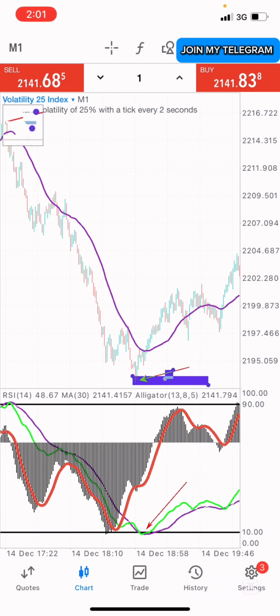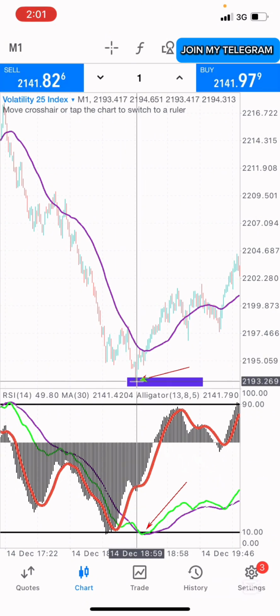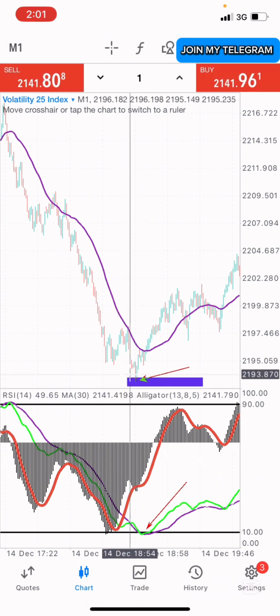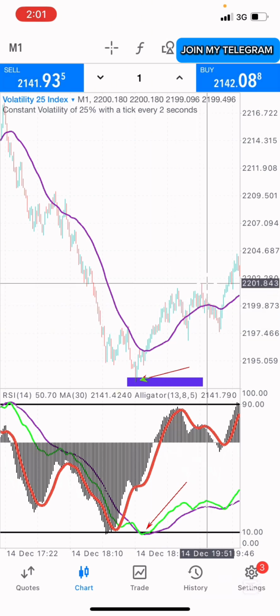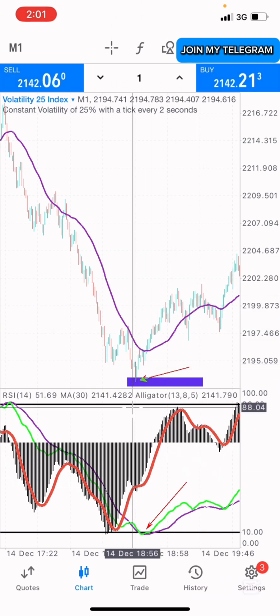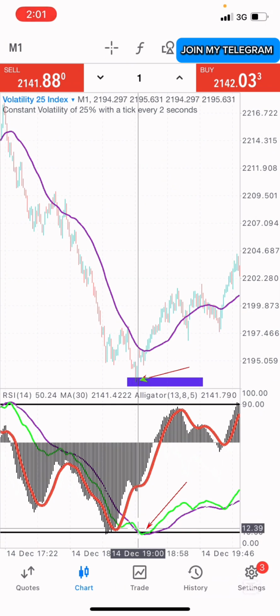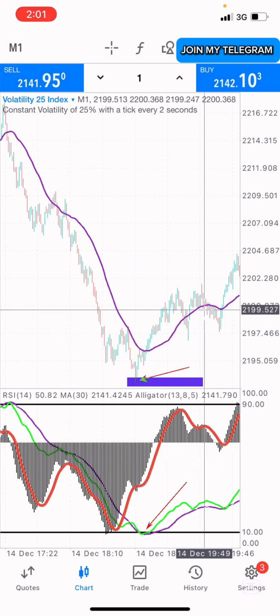All right, so you can see that at this point right here, the market began to retest for a buy. So if you place a buy at this point in time at the level of 10, the market will buy, even though the indicators tend to lag a little bit. It will still buy because it has already given you that signal.